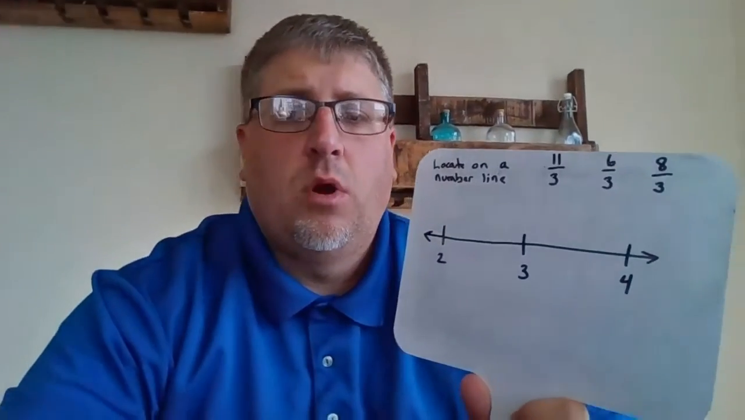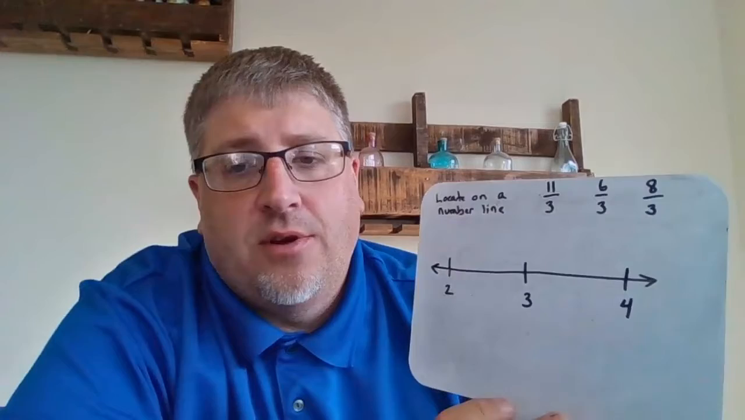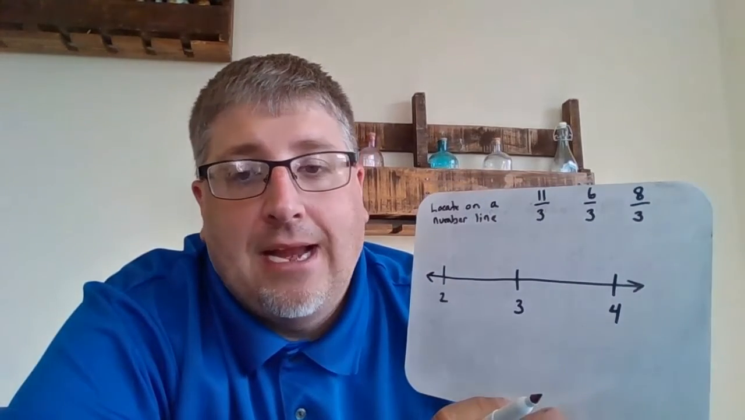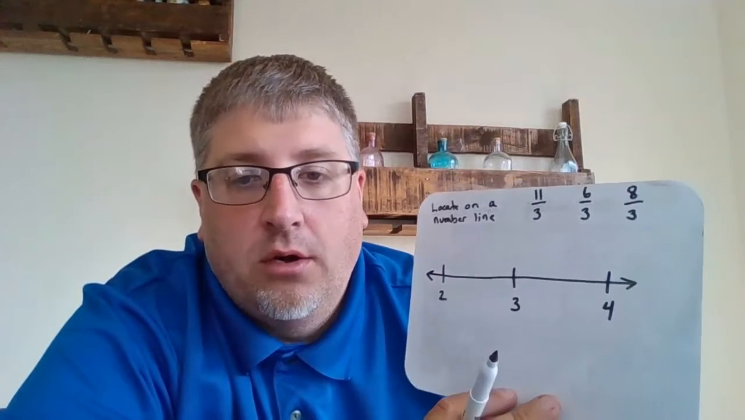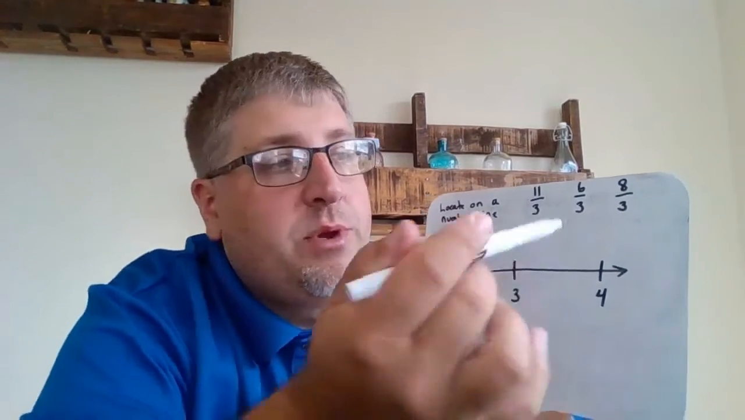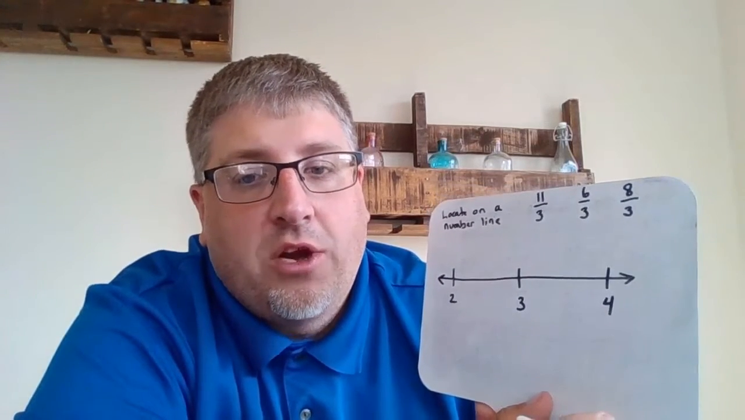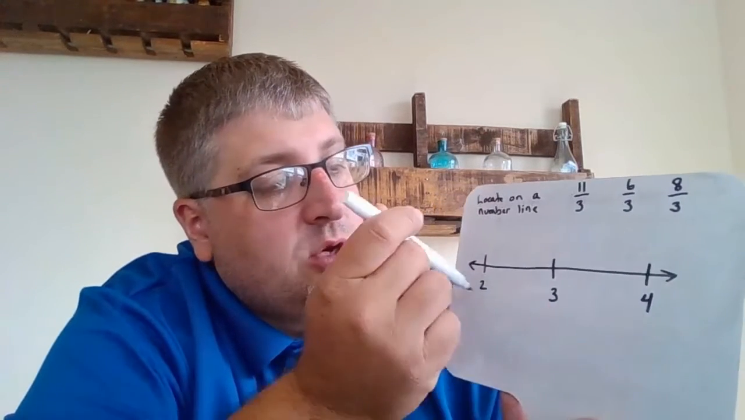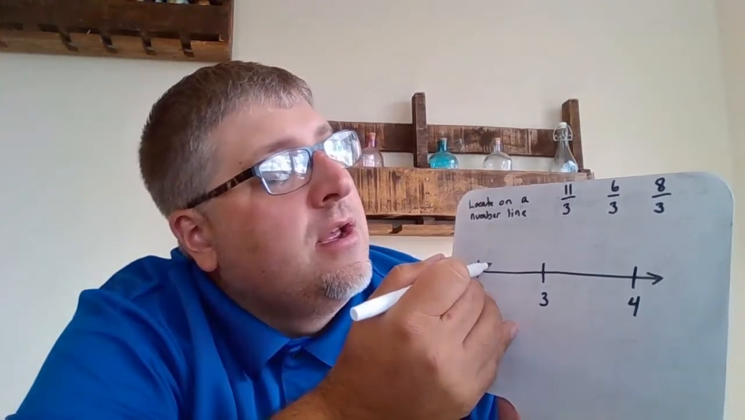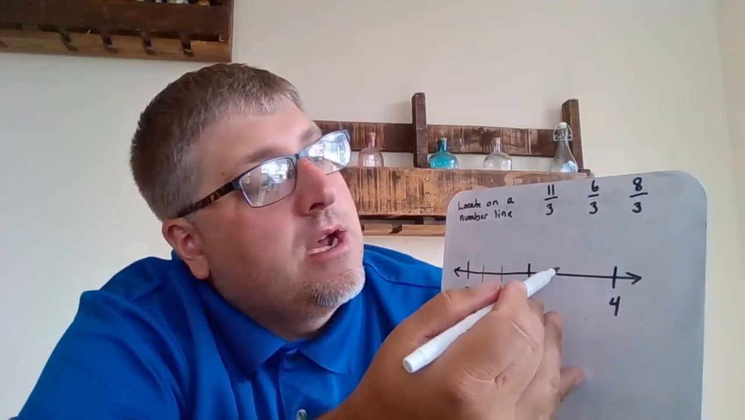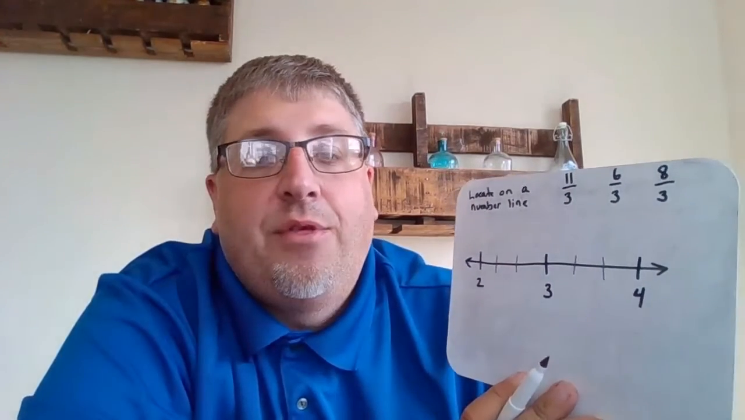Here is example number 1. We have these numbers 11 thirds, 6 thirds, and 8 thirds, and we need to place them on a number line. The number line they gave us goes from 2 all the way to 4. The first thing we need to understand is we're going to look right at that denominator, and we are dealing with thirds. So we are cutting things into thirds. What I like to do is come over on my number line here, and I'm going to cut things into thirds. I'm not going to make 3 cuts. I'm only going to make 2 cuts. 2 cuts and 2 cuts. So I have 1, 2, 3. As you can see, I have thirds.